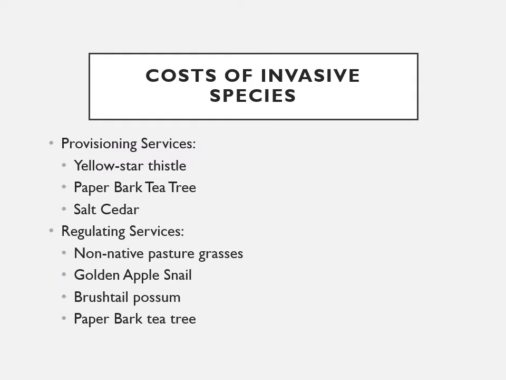Provisioning services can be defined as the material and energy output from ecosystem services. When an invasive alien species affects these services, the result is typically a loss in material goods or revenue from these goods. For example, the yellow star thistle is an invasive species that affects rangeland in California.